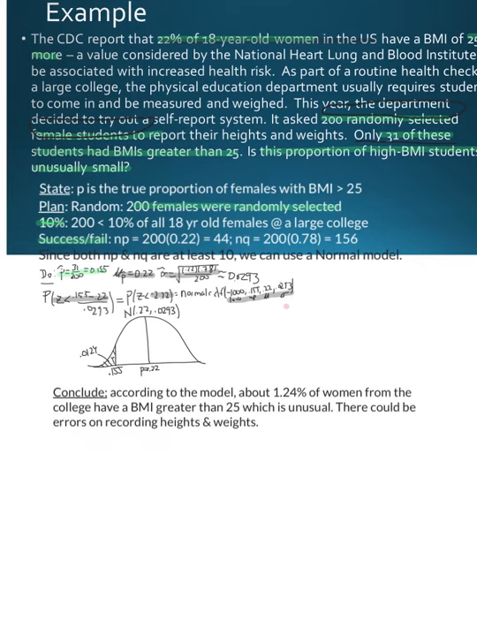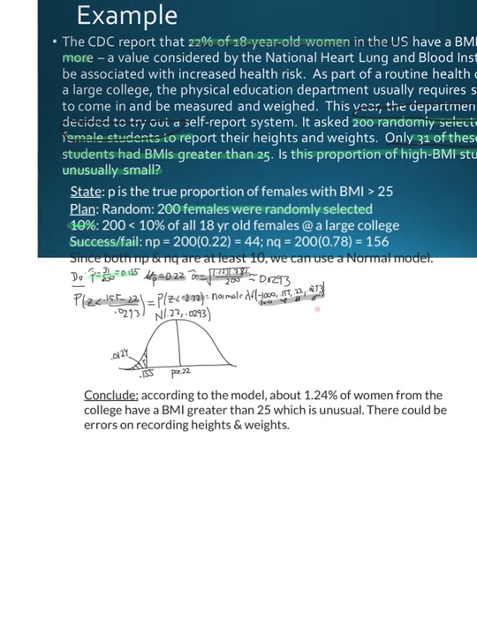Okay, so for our conclusion, according to the model, about 1.24% of women from the college have a BMI greater than 25, which is unusual. There could be errors in recording heights and weights. And then that's all we have in our problem.